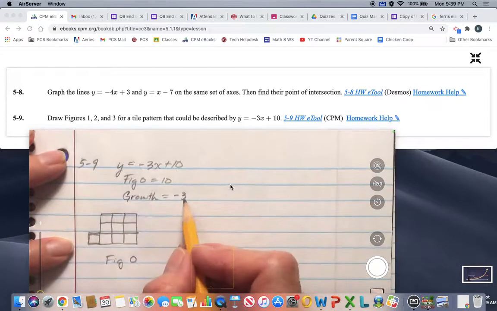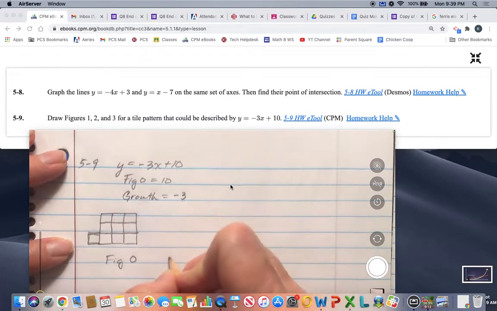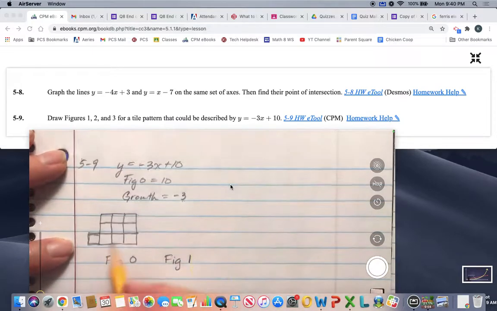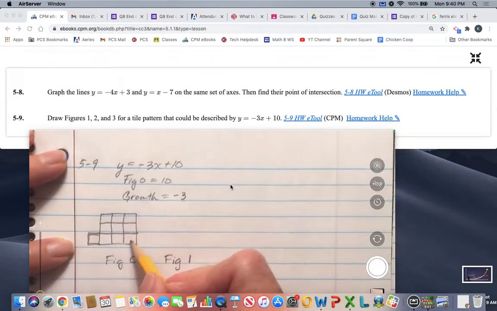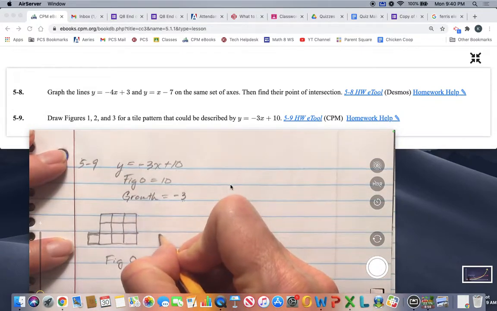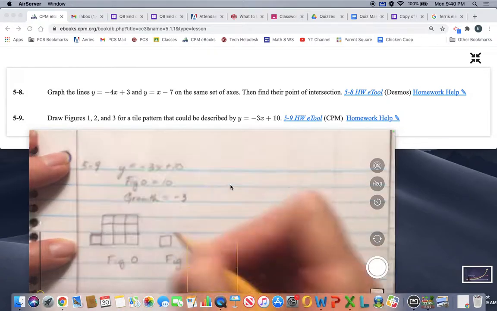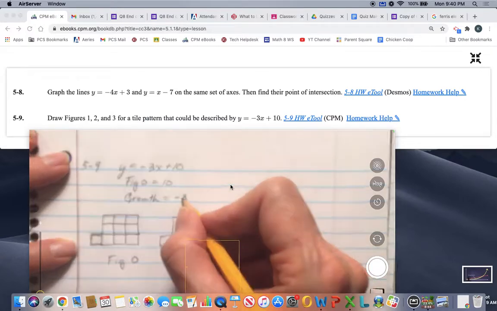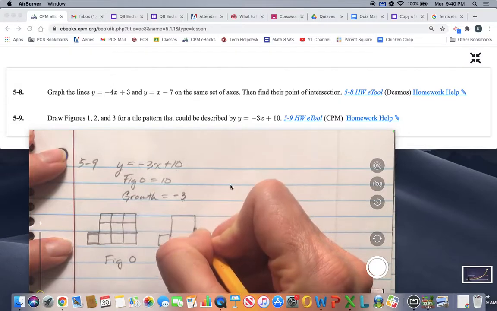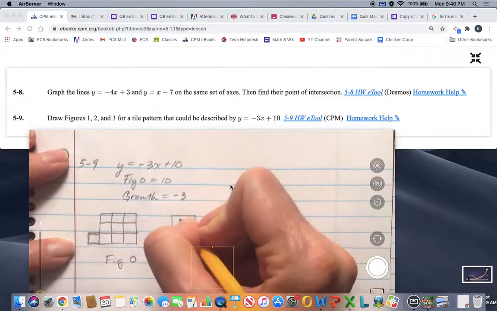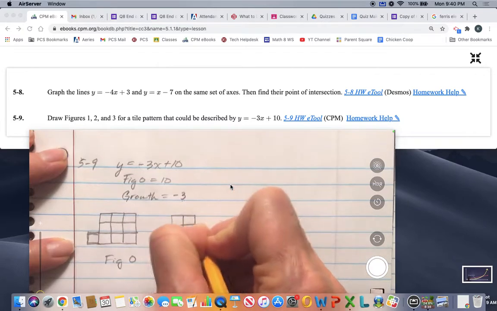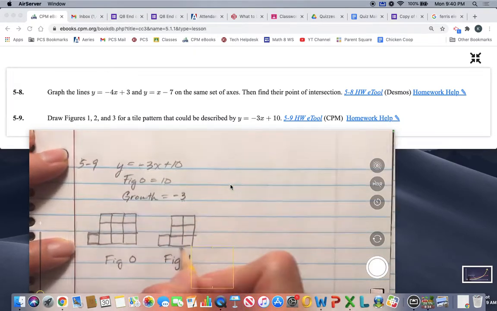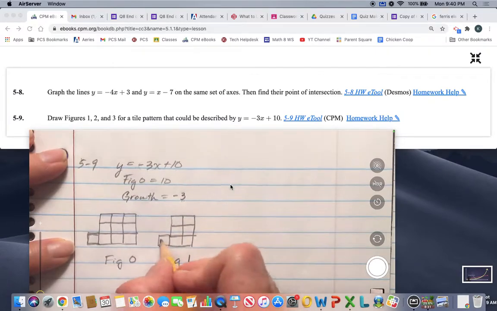Because the other thing we know is that the growth is going to be negative 3. So every time we move up by a figure number, we are going to take away 3 tiles. So from here, we could take away these 3 tiles. And so this time, we start out with our lone tile sticking off to the side. And then this time, because we're subtracting 3 tiles, we'll only have 7 tiles. So I am going to make a little block of 6 tiles right here. Okay, so we have 6 tiles right here, and then the 7th tile.